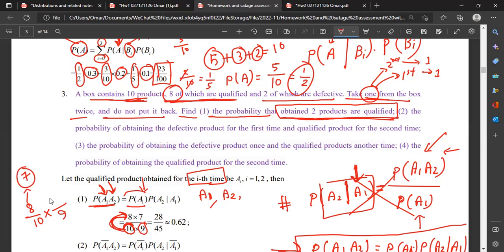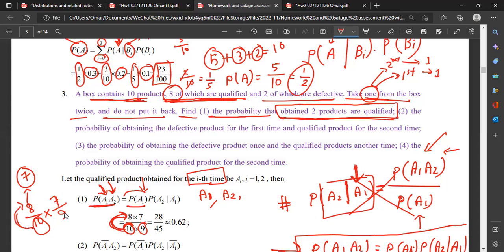So now we write down here 7. Okay, so this is the total number of products. Firstly, for the first product, the question says that we obtain 2 products that are qualified. So the first time we know 8 of them are qualified, so the first time it is 8 out of 10.